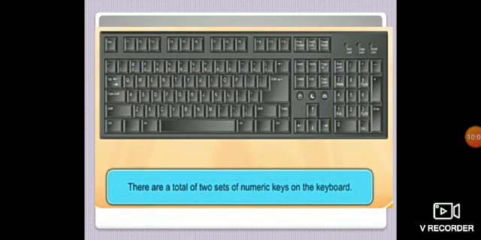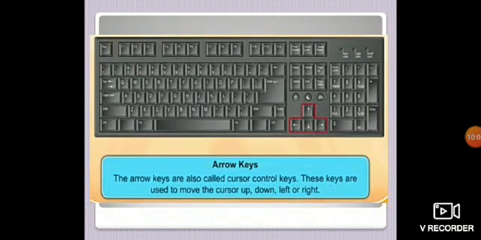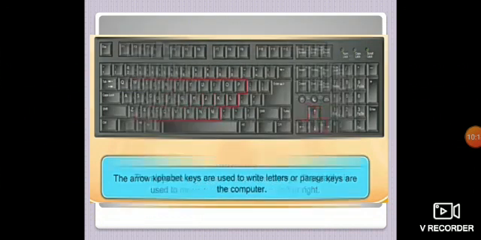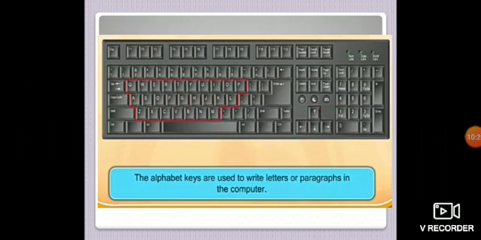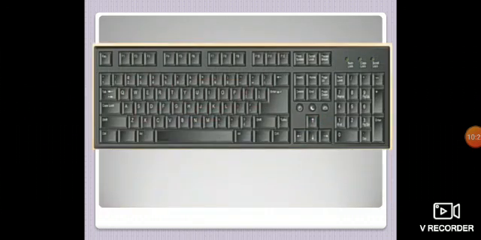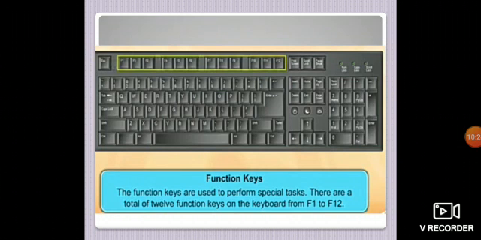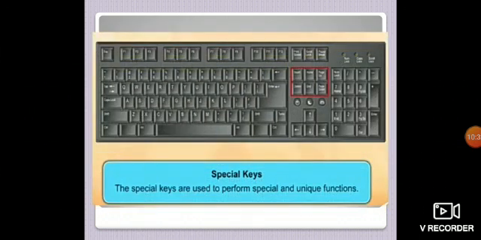There are a total of 2 sets of numeric keys on the keyboard. Arrow keys. The arrow keys are also called cursor keys. They are used to move the cursor up, down, left or right. Here we go, the alphabet keys. Function keys. The function keys are used to perform special tasks. There are a total of 12 function keys on the keyboard, from F1 to F12.